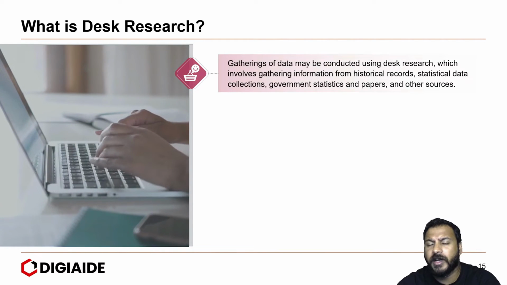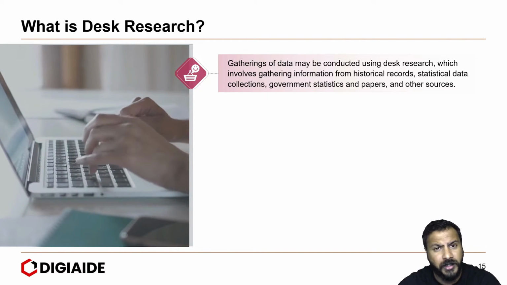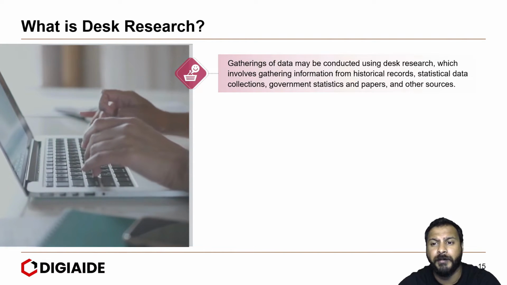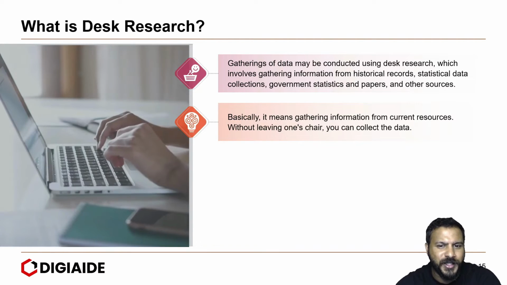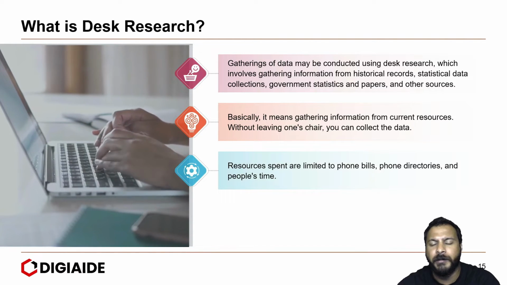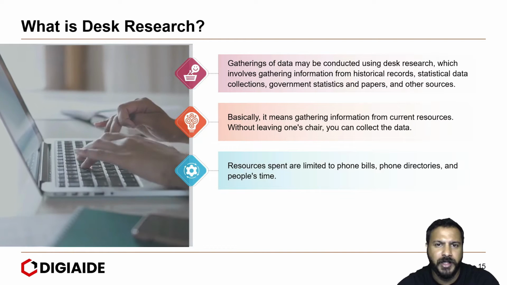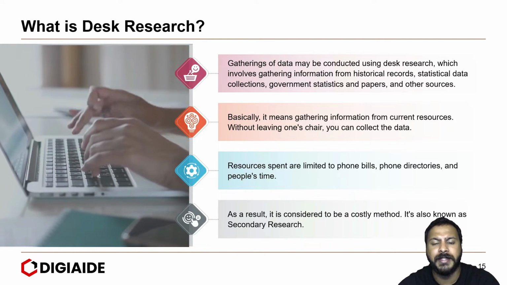Gathering of data may be conducted during desk research, which involves gathering information from historical records, statistical data collection, government statistics and papers, and other sources. Basically, it means gathering information from current sources. Without leaving one's chair, you can collect the data. The sources spent are limited to phone bills, phone directories, and people's time. As a result, it is considered to be a costly method. It is also known as secondary research.